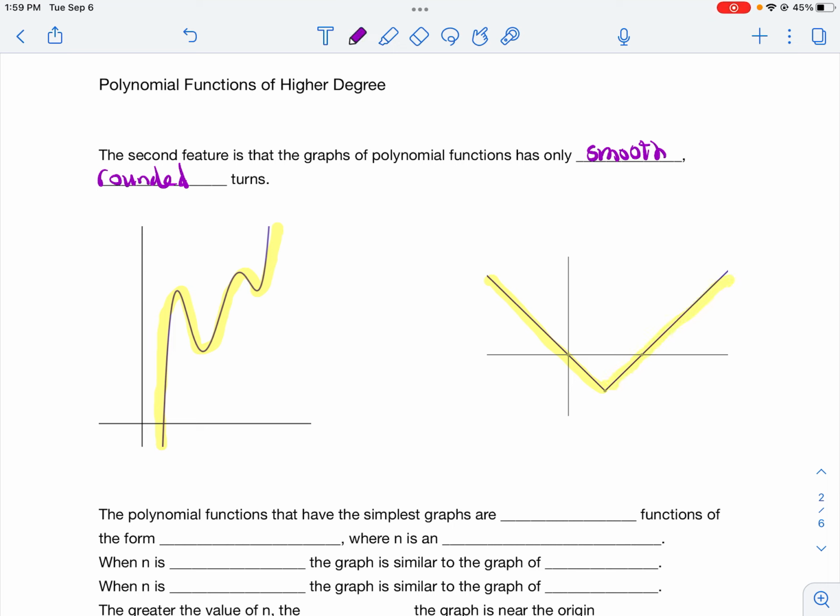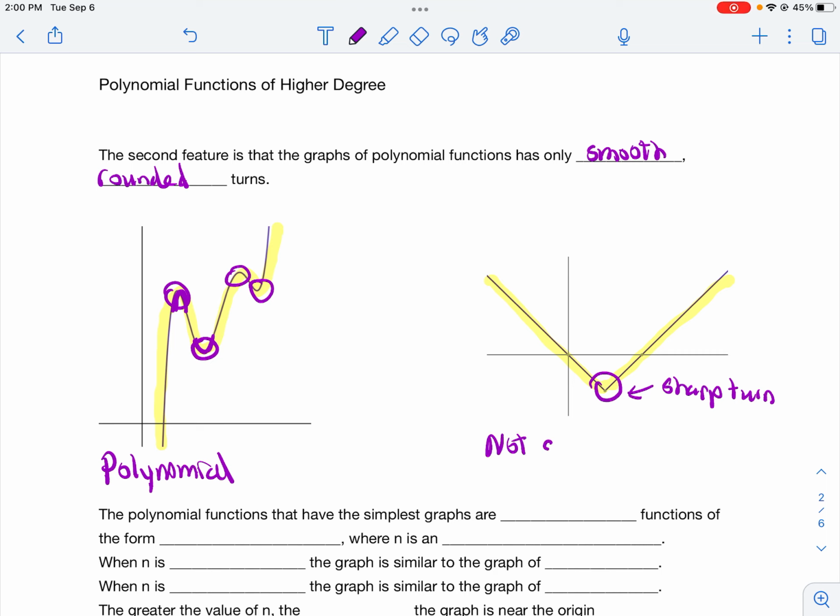But if I notice every one of my turns on this first graph, look at those turns. They're nice and curved. You have a nice curved graph. They're smooth, they're rounded, no sharp turns. So this represents a polynomial. It has both characteristics: continuous, and all the turns are smooth and rounded. Whereas this one might be continuous, but this right here is a sharp turn or a point in the graph. Okay, this is not a polynomial.